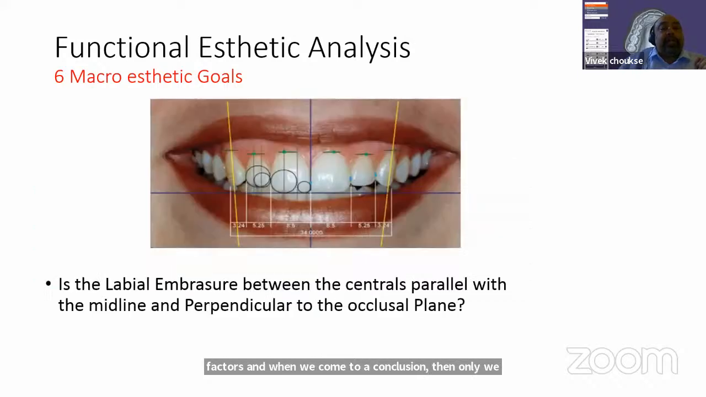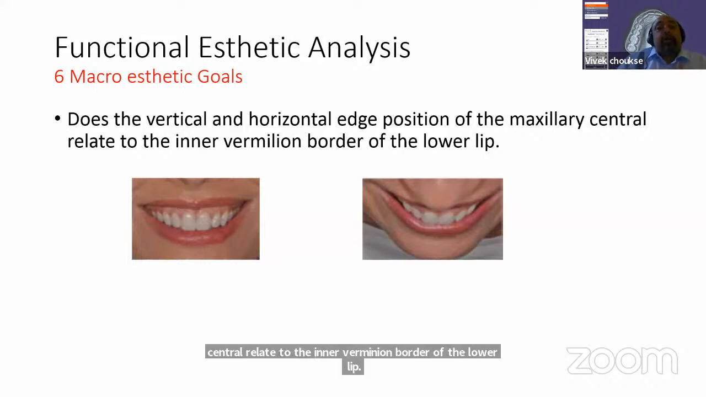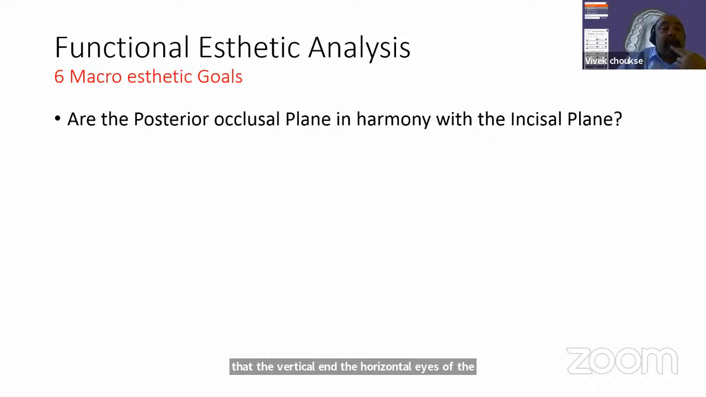When we check all these factors and come to a conclusion, then only should we proceed to the 6 macro aesthetic goals. What are these 6 macro aesthetic goals and what are the checklists? We have to check whether the labial embrasures between the centrals are parallel with the midline and perpendicular to the occlusal plane. If not, then we have to include these factors in our aesthetic design. Second, whether the vertical or horizontal edge position of the maxillary centrals relates to the inner vermilion border of the lower lip. We have to make sure that the vertical and horizontal edge of the maxillary central incisors fall within the inner vermilion border of the lower lip.